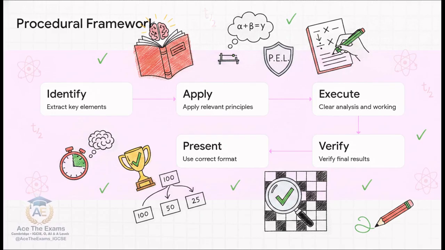Step 1, identify key elements to extract the relevant data from the noise. Step 2, apply relevant principles, meaning select your analytical framework, like the Peel method we just talked about. Step 3, execute your analysis with crystal clear working. Step 4, verify your results. Does the answer actually make logical sense? And step 5, present it in the appropriate format with correct units.